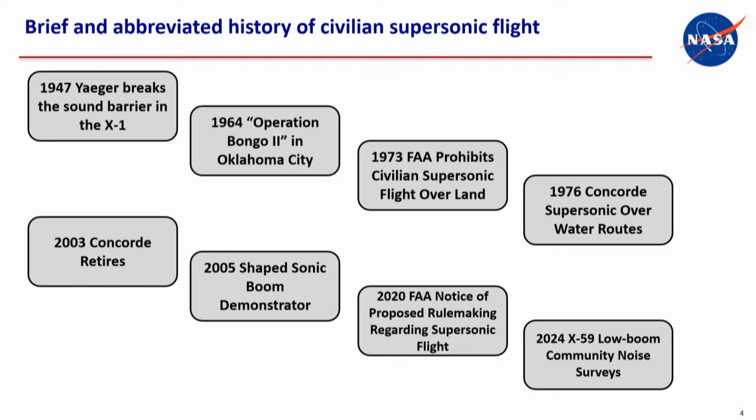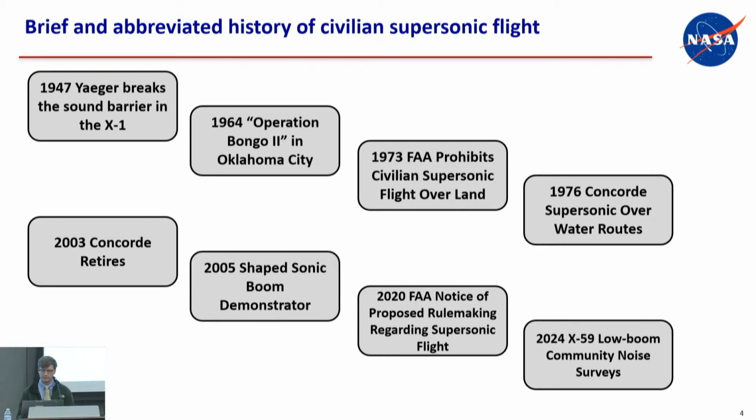To start off, we have a brief abbreviated history of civilian supersonic flight here. Some of the highlights. In 1947, the sound barrier was first broken by Chuck Yeager, and supersonic aircraft were rapidly developed thereafter. The entire time the supersonic aircraft is flying faster than the speed of sound, it's producing a sonic boom, which can be heard on the ground.